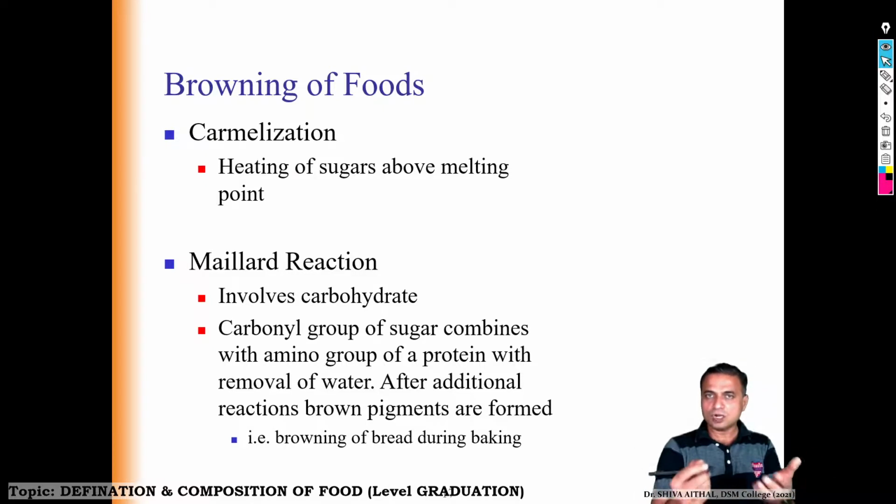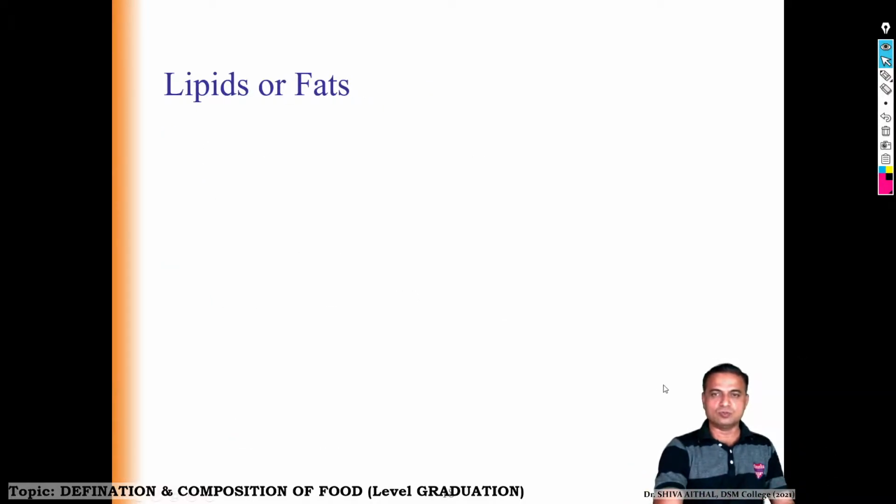It forms a composition. The brown color of the bread is a part of the composition of the food, or the brown color of milk cake, that is caramelization, is a composition. So you have to see this composition of the food from various perspectives. The next composition is lipids or fats.